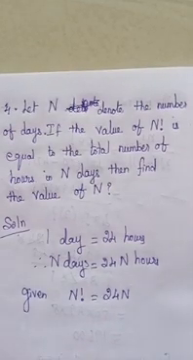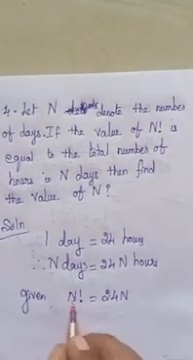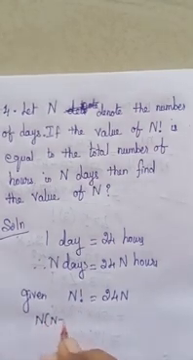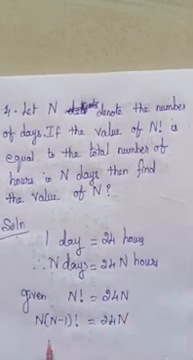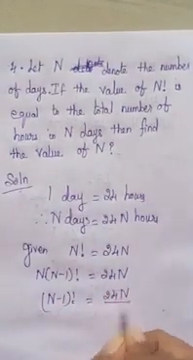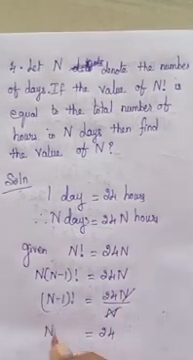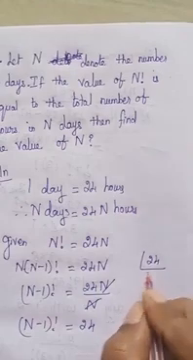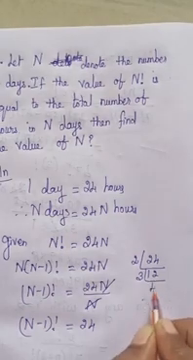How to find it out? See here, this n factorial, I am going to write it as n into n minus 1 factorial, which is equal to 24n. So n minus 1 factorial is equal to 24n by n. Both n will get cancelled. So 24. That I am going to write as a factorial. Say 24. If I divide by 2, I may get 12. If you divide it by 3, that value is 4.